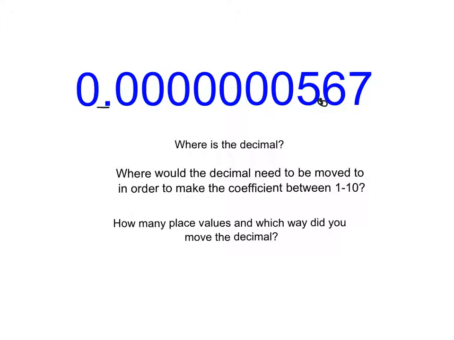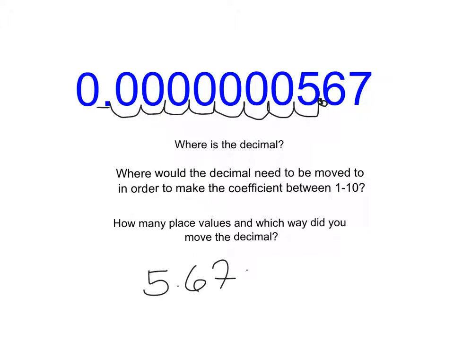Lastly, same thing we did with the big number. We're going to count how many times I would have to move it from where it is now to where it needs to be. 1, 2, 3, 4, 5, 6, 7, 8. Which means here's my coefficient, 5.67 times 10. And we moved it 8 times. But notice this time we moved it to the right.